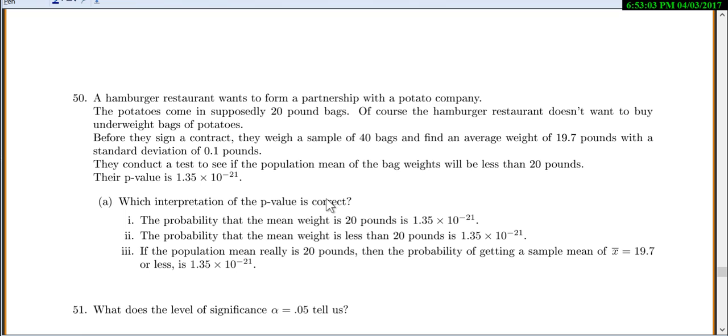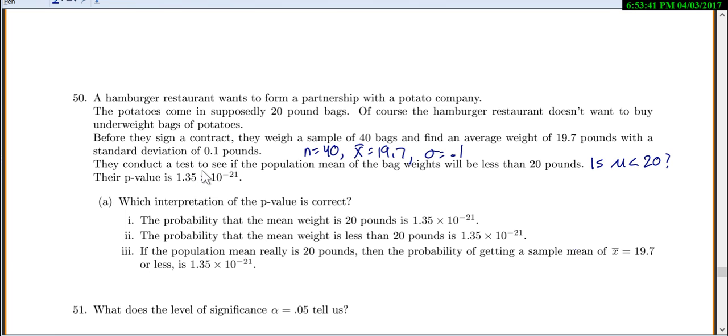So number 50 says a hamburger restaurant wants to form a partnership with a potato company. The potatoes come in at supposedly 20-pound bags. Of course, the hamburger restaurant doesn't want to buy an underweight bag of potatoes. Before they sign a contract, they weigh a sample of 40 bags and find an average weight of 19.7 with a standard deviation of 0.1. So this would be like n equals 40, x bar equals 19.7, sigma equals 0.1. They conduct a test to see if the population mean will be less than 20 pounds. So they want to know, is our mu less than 20?